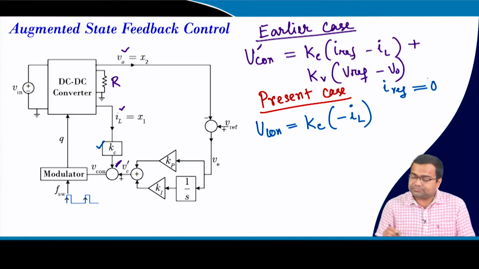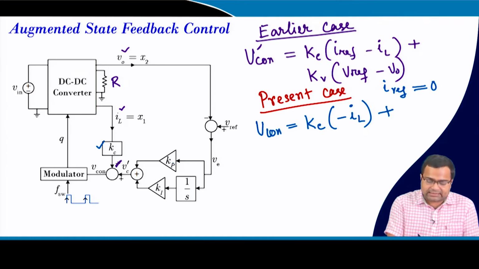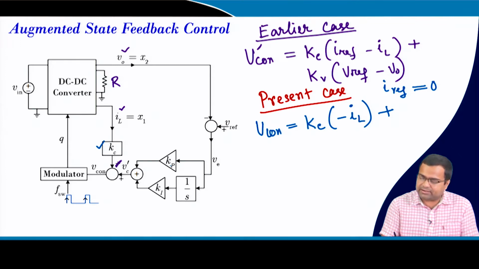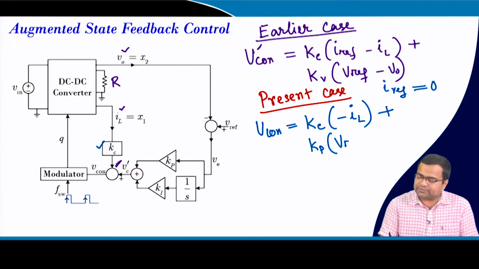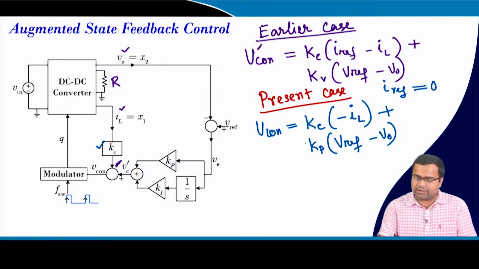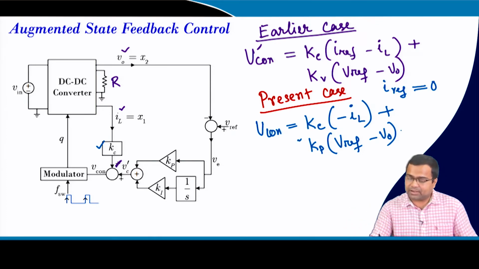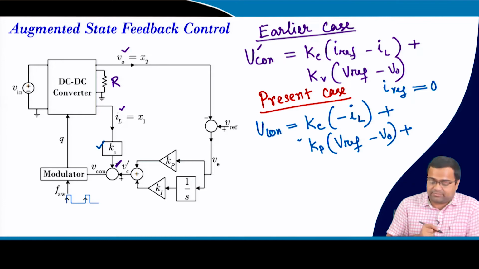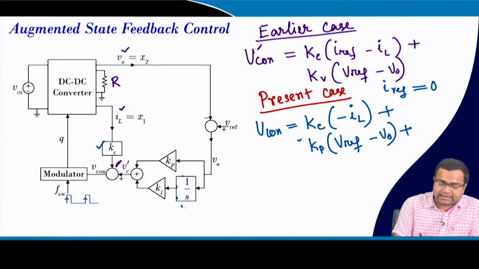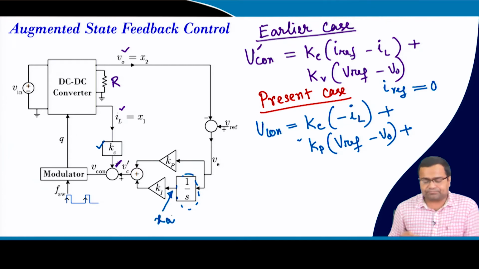Then next plus kV, here it is Kp. So, earlier it was kV, that means there is a gain Kp, which is Vref minus V0. So, this is the same thing, only instead of kV we are writing Kp, that remains the same. But now there is a third variable, because there is an integrator, right, and we can assign these states to be an augmented state.